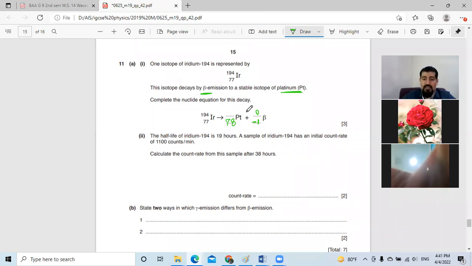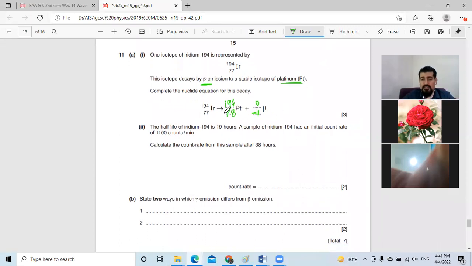Okay, and the same thing here, the platinum will have the same nuclear number, because the nuclear number for beta is 0. So that's easy, 3 marks. Look how easy it is. You have only to do simple math here. The top number, the nuclear number, doesn't change, but the bottom number, the atomic number, is increased by 1 proton.